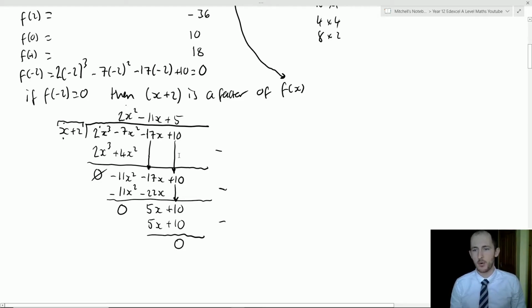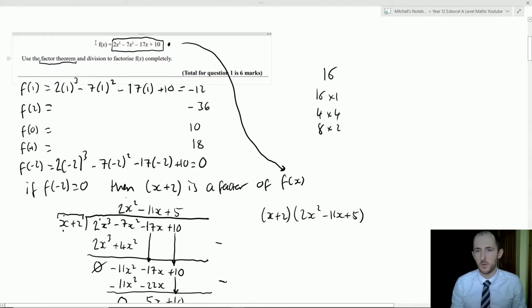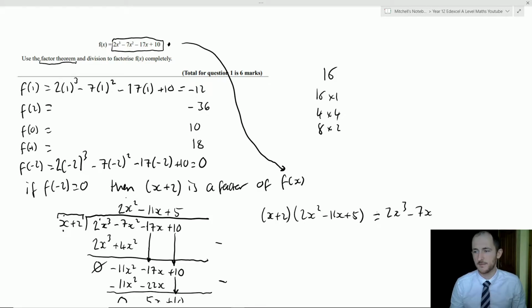Okay? So what was the point of all of this? Well, in regular long division, the thing on top of the bus stop is our answer, which in this case is exactly true. So our value now is, you write the divisor in a bracket, x plus 2, and then 2x squared minus 11x plus 5. And you should notice that this will equal, if we were to expand it again, 2x cubed minus 7x squared minus 17x plus 10.